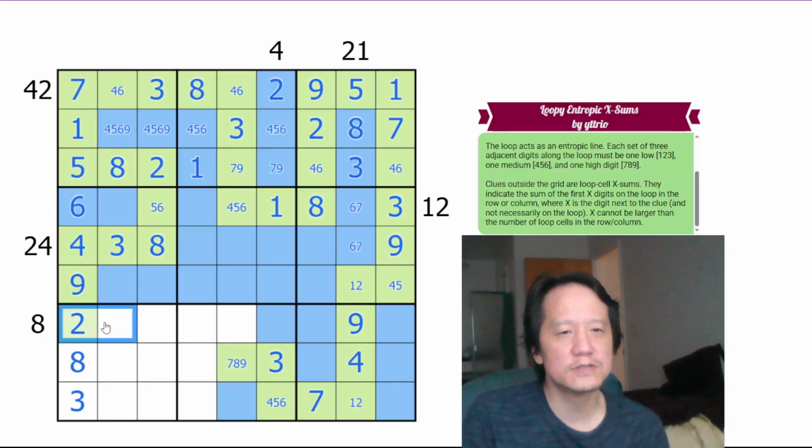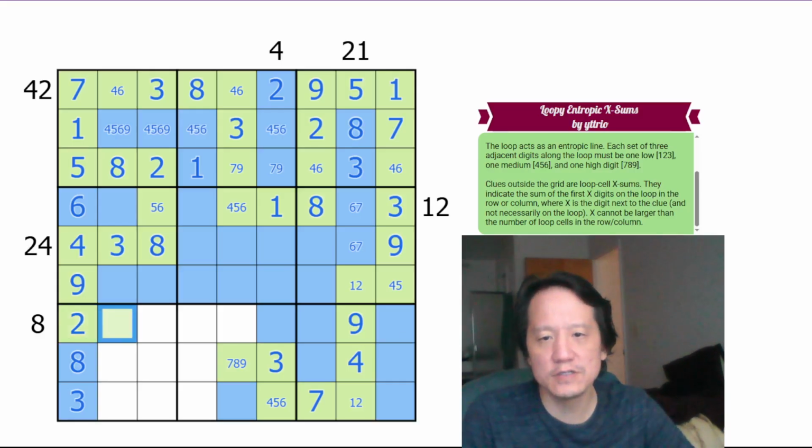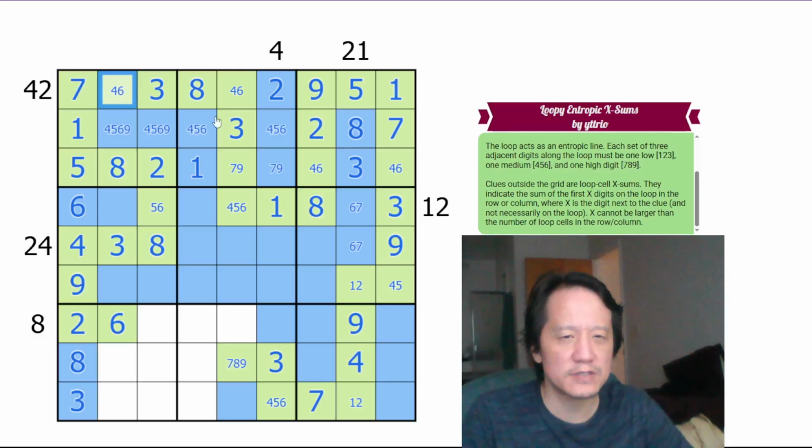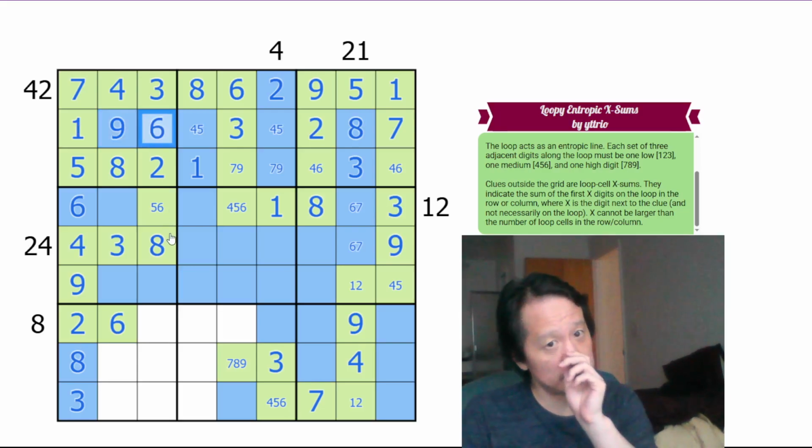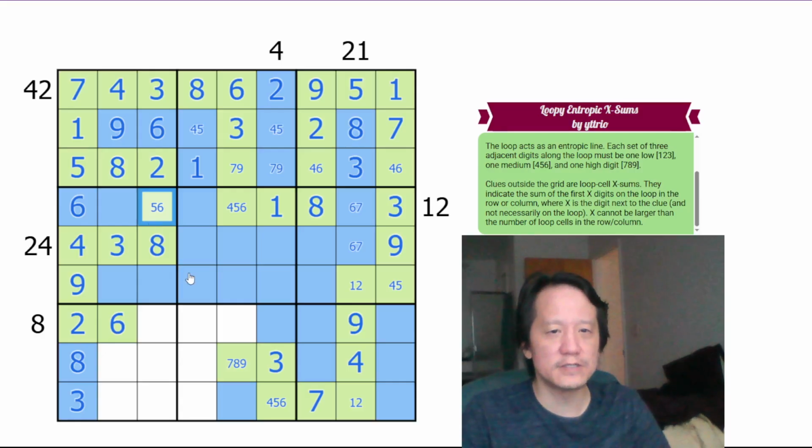That means this can never be on the entropic loop because it cannot be medium next. So it must go this way, which means this is 6. Since this is 6, that eliminates 6 here. This is 4. This is 6. None of these can be 6. This can't be 4, 5. This can't be 6, so this must be 9, which makes this 6. That eliminates 6 here, so this is 5.